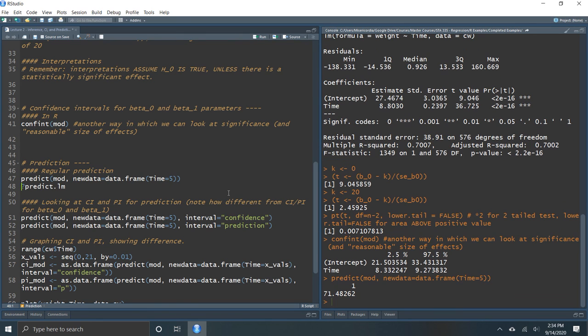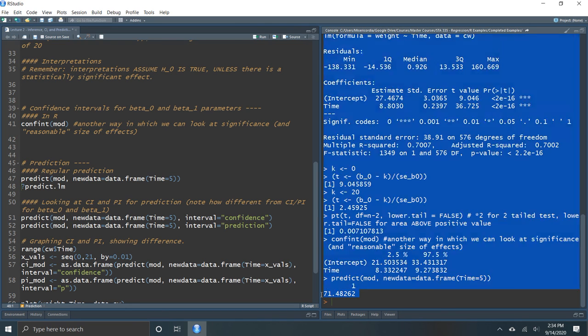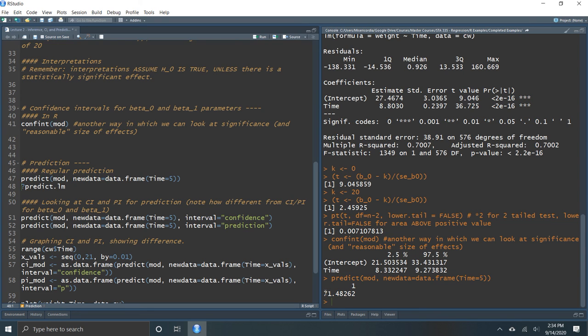So if I run this, I get that at time equals 5, the best guess single number, the point prediction of the weight is going to be 71.5. So at time equals 5, my best guess is 71.5 will be the weight.